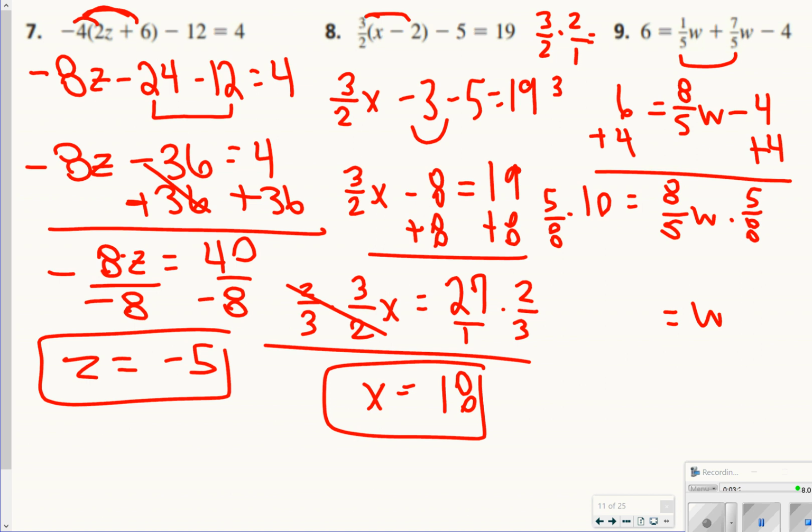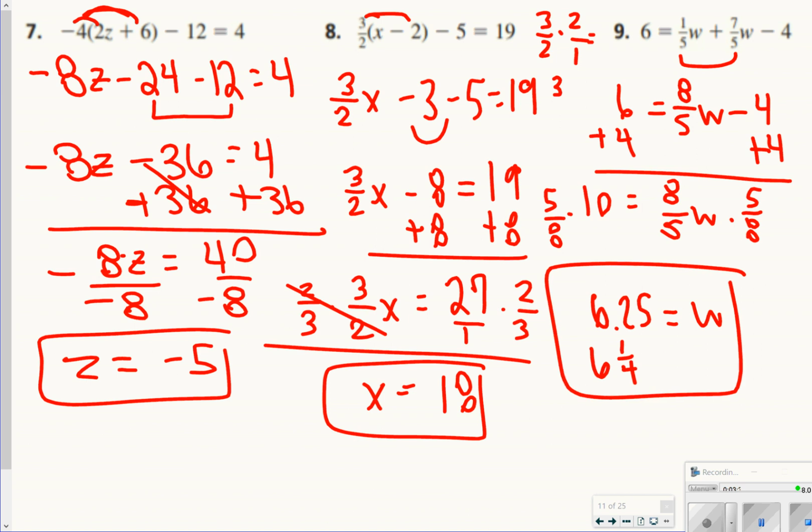You do get a decimal here, so you can say your decimal is 6.25, or you can say 6 1/4. Both of those would be correct.